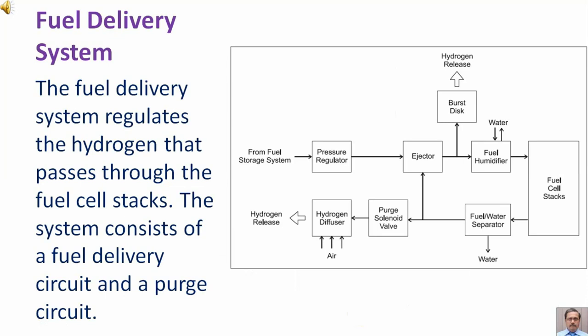Fuel delivery system. The fuel delivery system regulates the hydrogen that passes through the fuel cell stacks. The system consists of a fuel delivery circuit and a purge circuit.